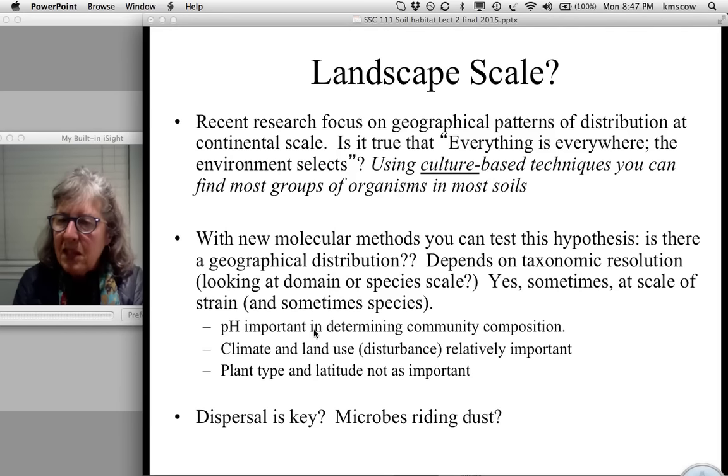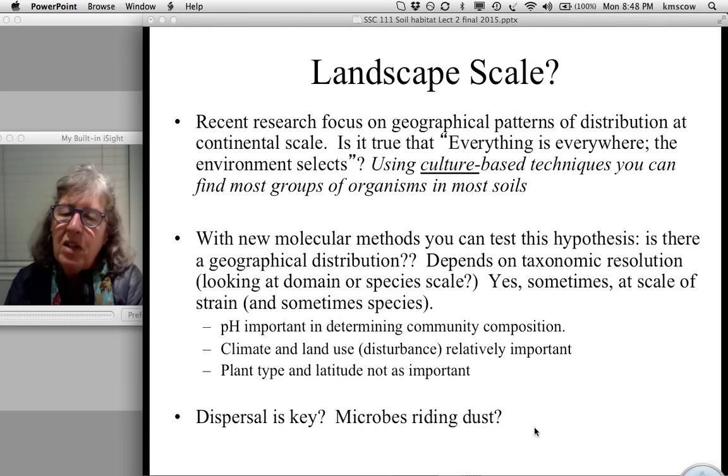What seems to be some of the things that are important is pH. pH seems to be a major driver in terms of determining whether a community looks one way or another. Also, climate is important, and land use is really important. For example, if you agriculturally manage a soil that was before a grassland, that's going to have a big impact on the communities, and whether it's a forest or under a driveway, under a road, with plant type and latitude not being as important.